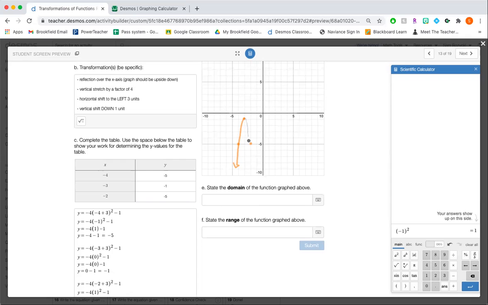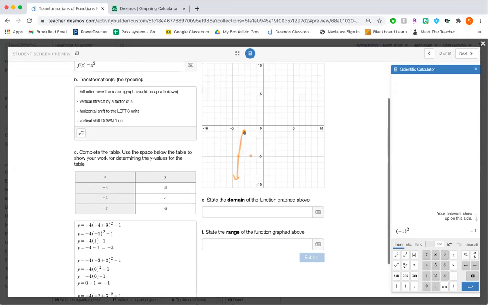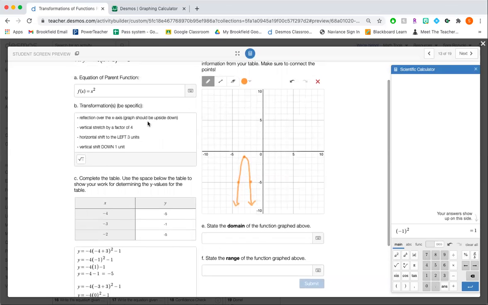Notice how this is fairly skinny. It is upside down. It is skinny, so upside down, good. Skinny, good. Left 3, let's check that. 1, 2, 3. Yep, left 3 and down 1. So this graph does match my transformations.